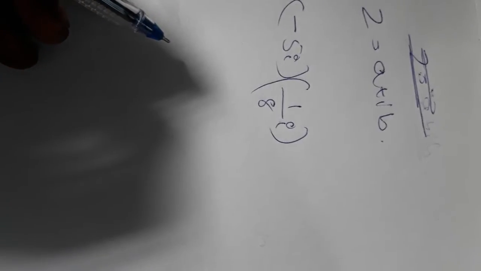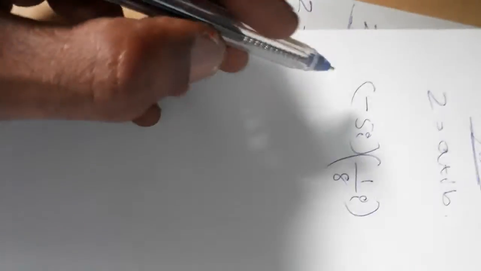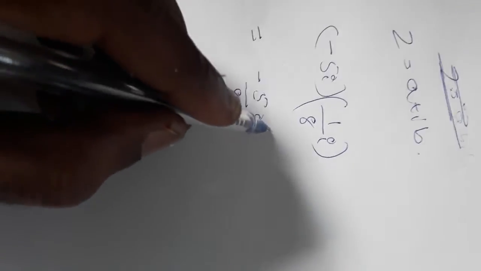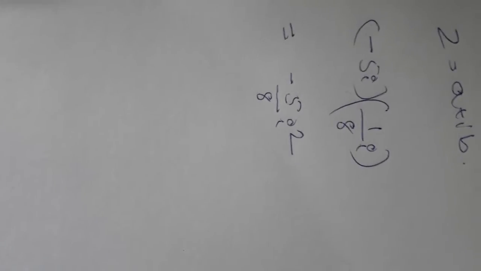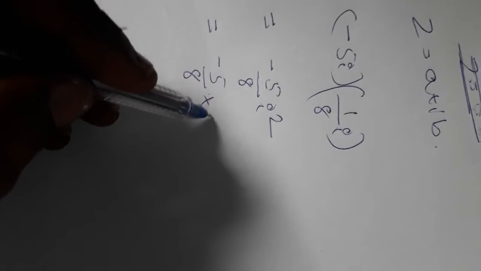Now I take the first problem as this: minus 5 times i into 1 divided by 8 times i. So I need to express this number in the form of z is equal to a plus ib. For this, I will multiply it. So minus 5 by 8 into i square. I know that the value of i square is minus 1. So this will become minus 5 by 8 into minus 1, which is 5 by 8.